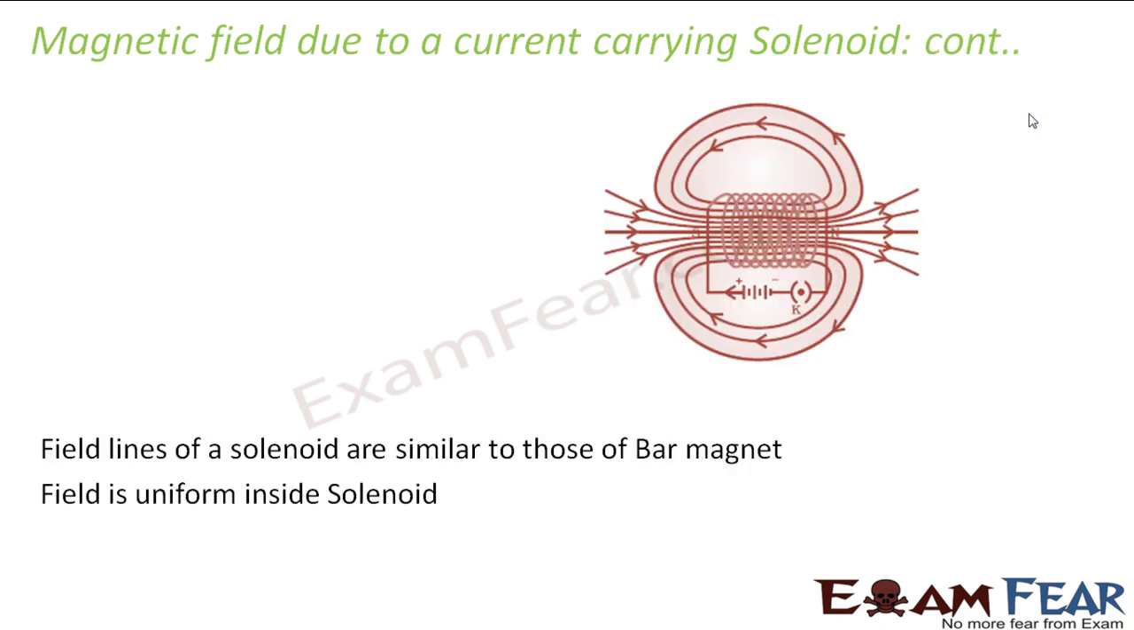So let us look at this. Now it has been observed that with a solenoid also the same experiment was done. Some iron filings were taken and placed on the solenoid, and it was found that they arranged themselves in a specific pattern, and to our surprise the pattern of magnetic field lines in case of a solenoid was similar to that of the bar magnet.